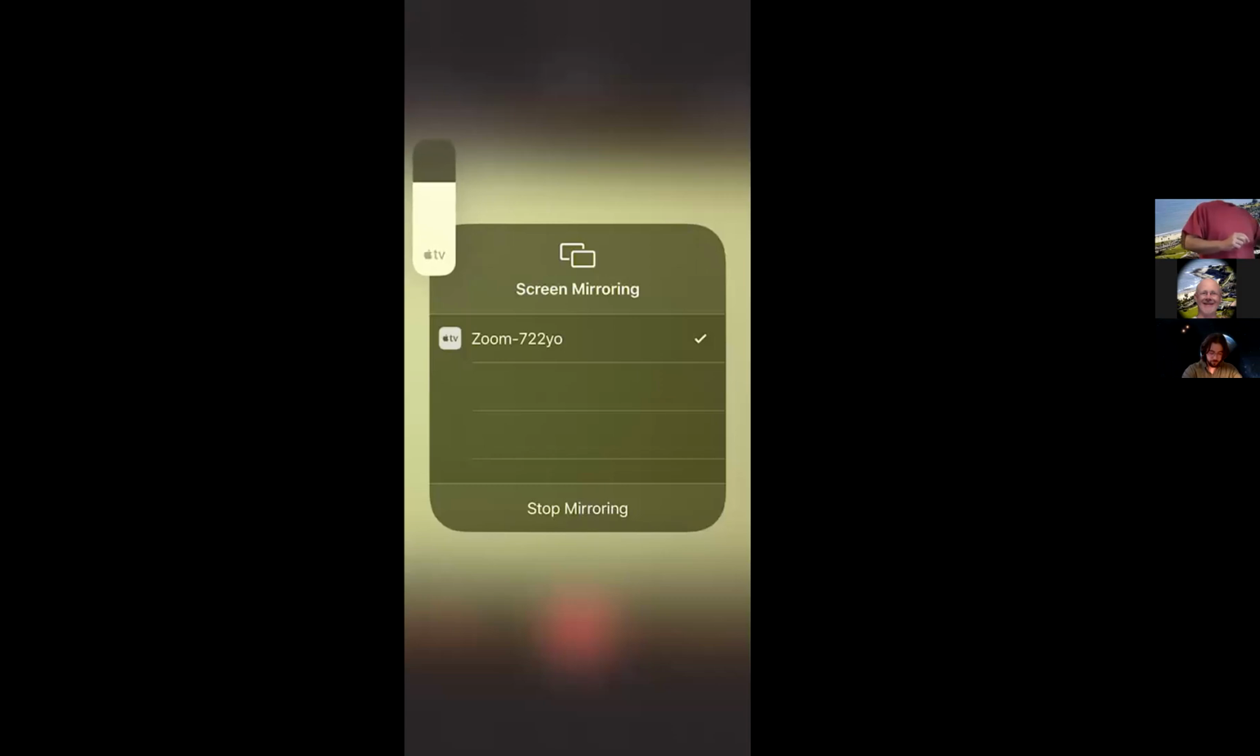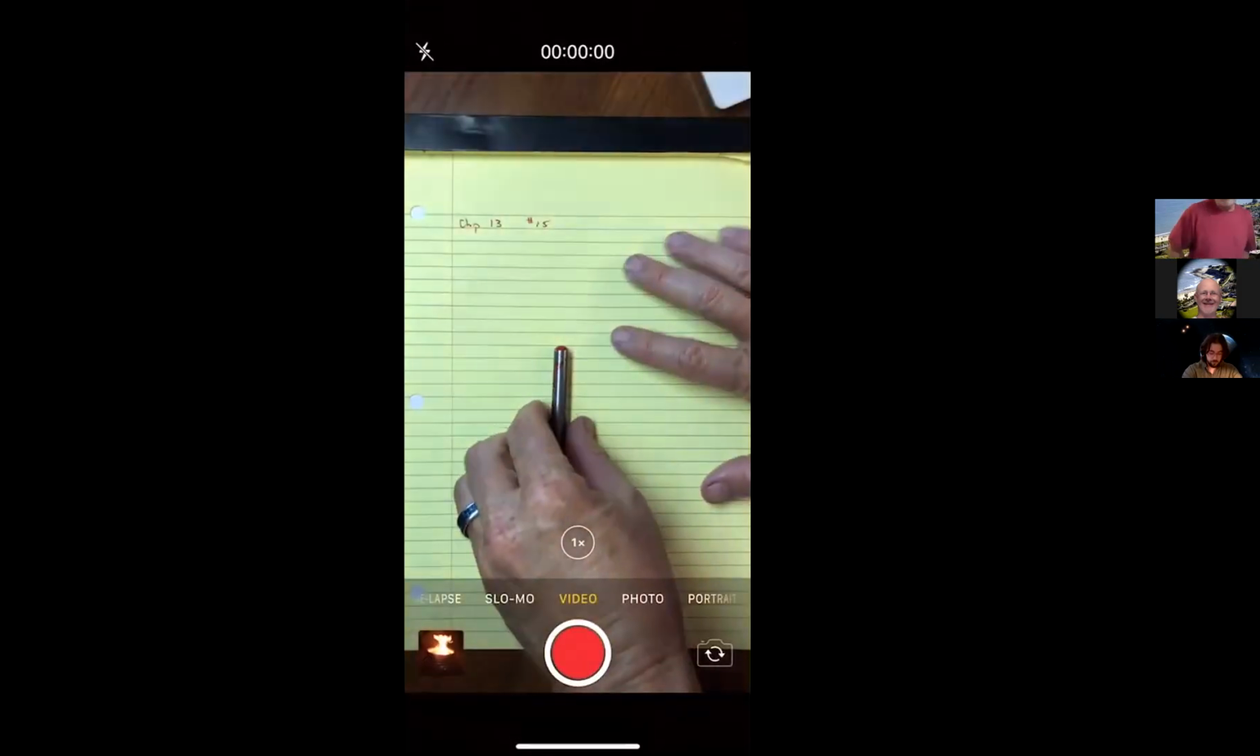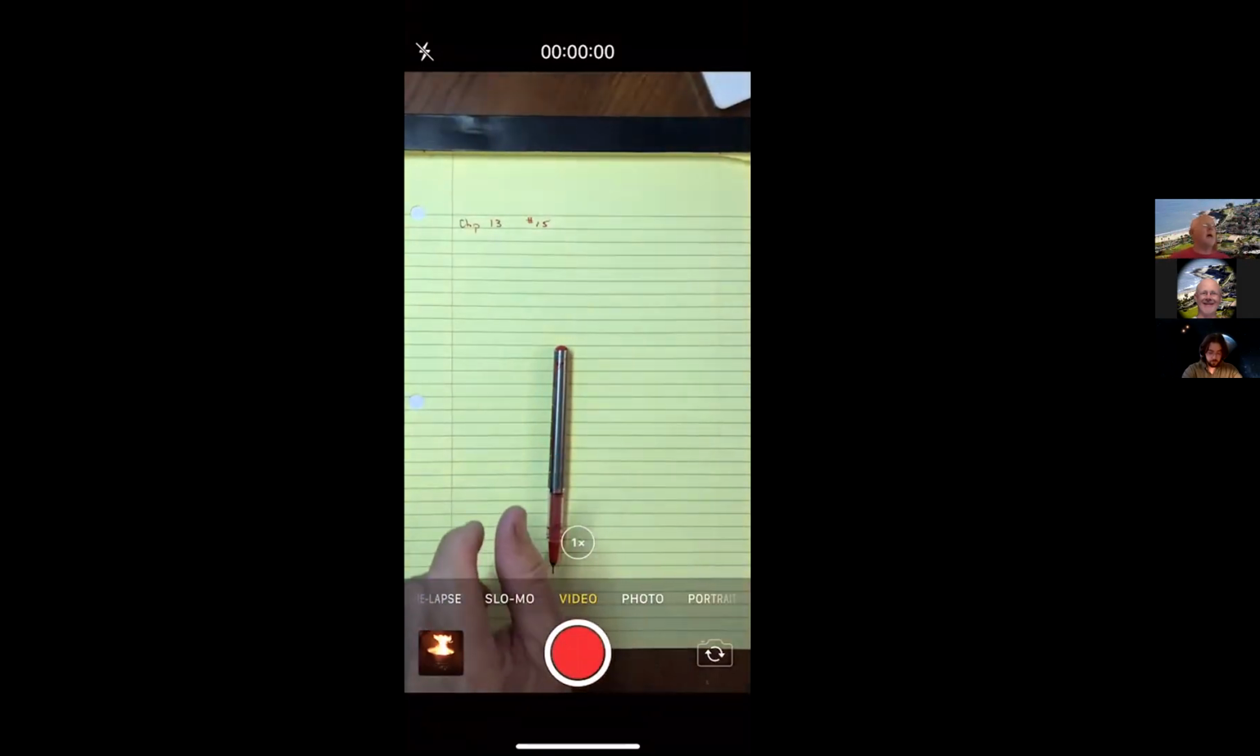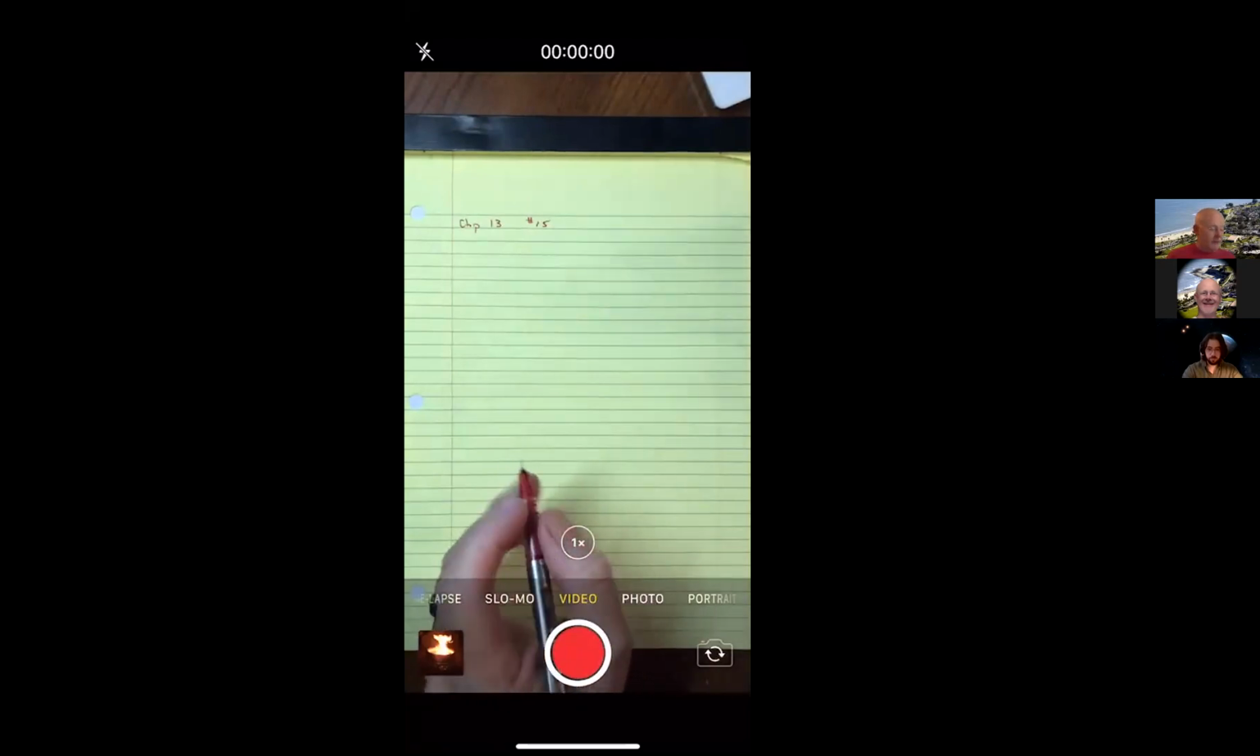And so let me keep going here to share my screen. And I'll connect the camera up here, let it Bluetooth connect. There we go. Focus it. Oh, good. All right. Let me do this way.